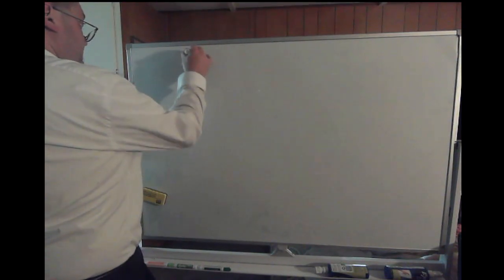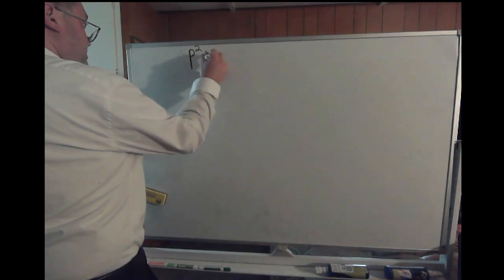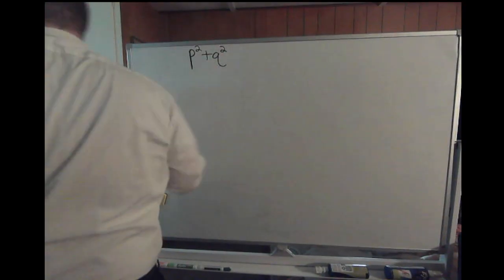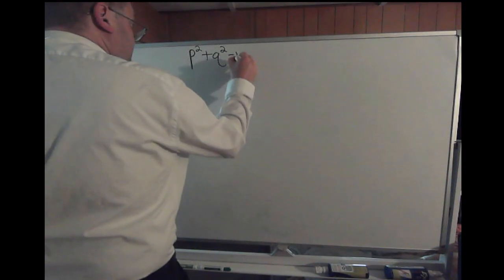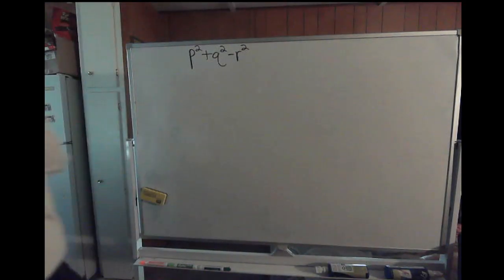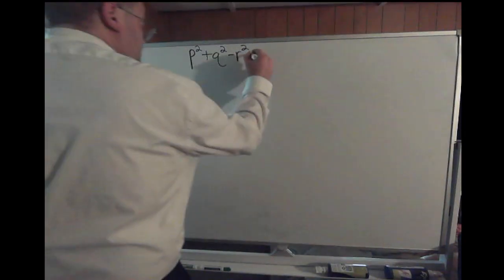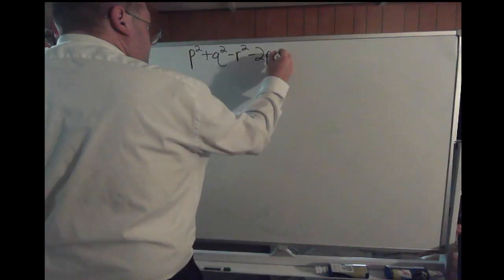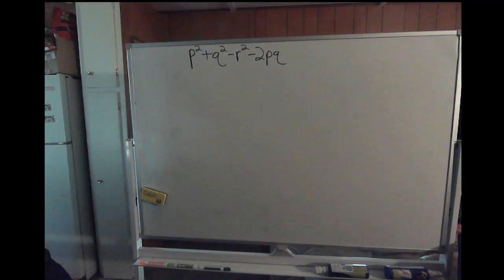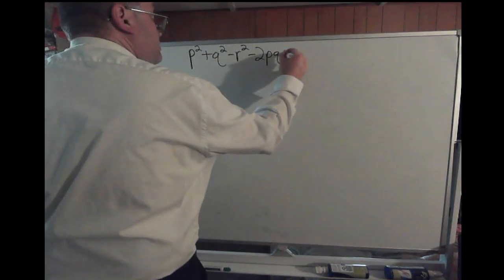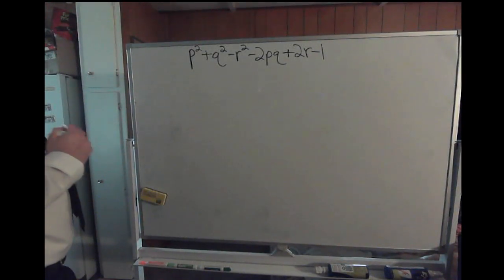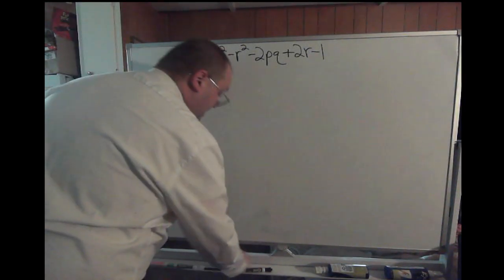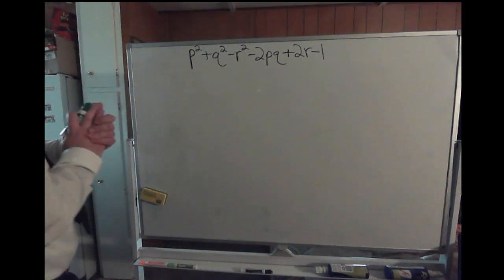All right. We got p squared plus q squared minus r squared minus 2pq plus 2r minus 1. Yeah, we have a doozy here. Okay.